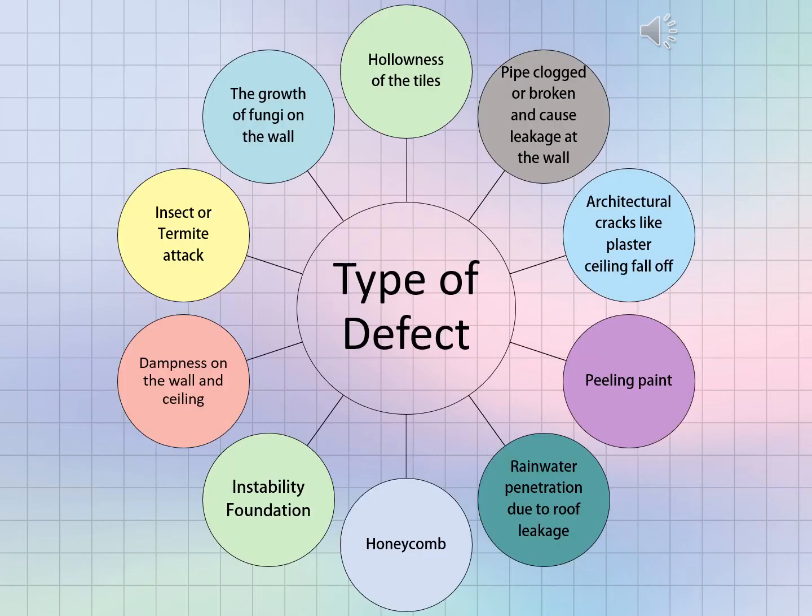inexperienced manpower. There are 10 types of defect that can be concluded in this building condition, which are: 1. Pipe clogged or broken and causes leakage at the wall. 2. Architectural crack like plaster shielding fall off. 3. Peeling paint. 4. Rainwater penetration due to the roof leakage. 5. Honeycomb. 6. Instability of foundation. 7. Dampness on the wall and ceiling. 8. Insect or termite attack. 9. The growth of fungi on the wall. And lastly, hollowness of the tiles.